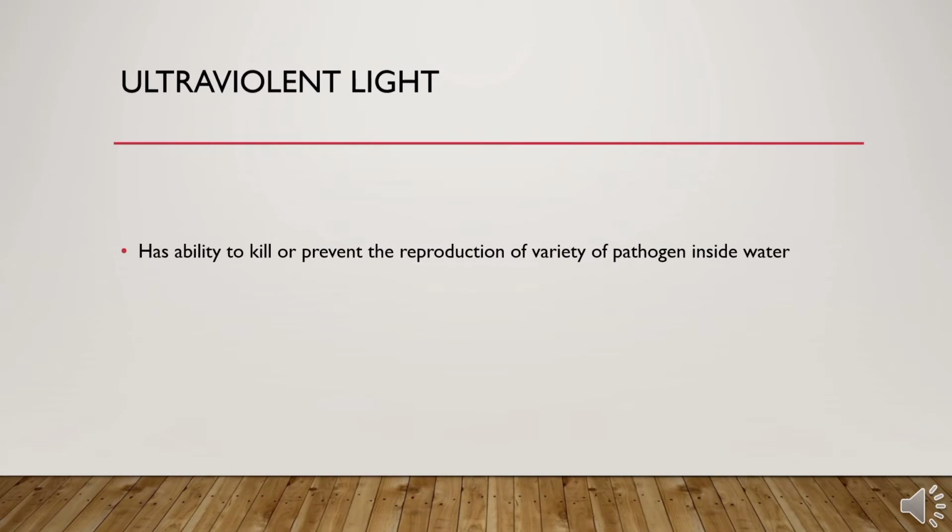In the UV step, the ultraviolet light is used to break bonds quickly and easily, and it has the ability to prevent reproduction of pathogens in water. It is used as a disinfectant and not as an oxidant due to its wavelength.